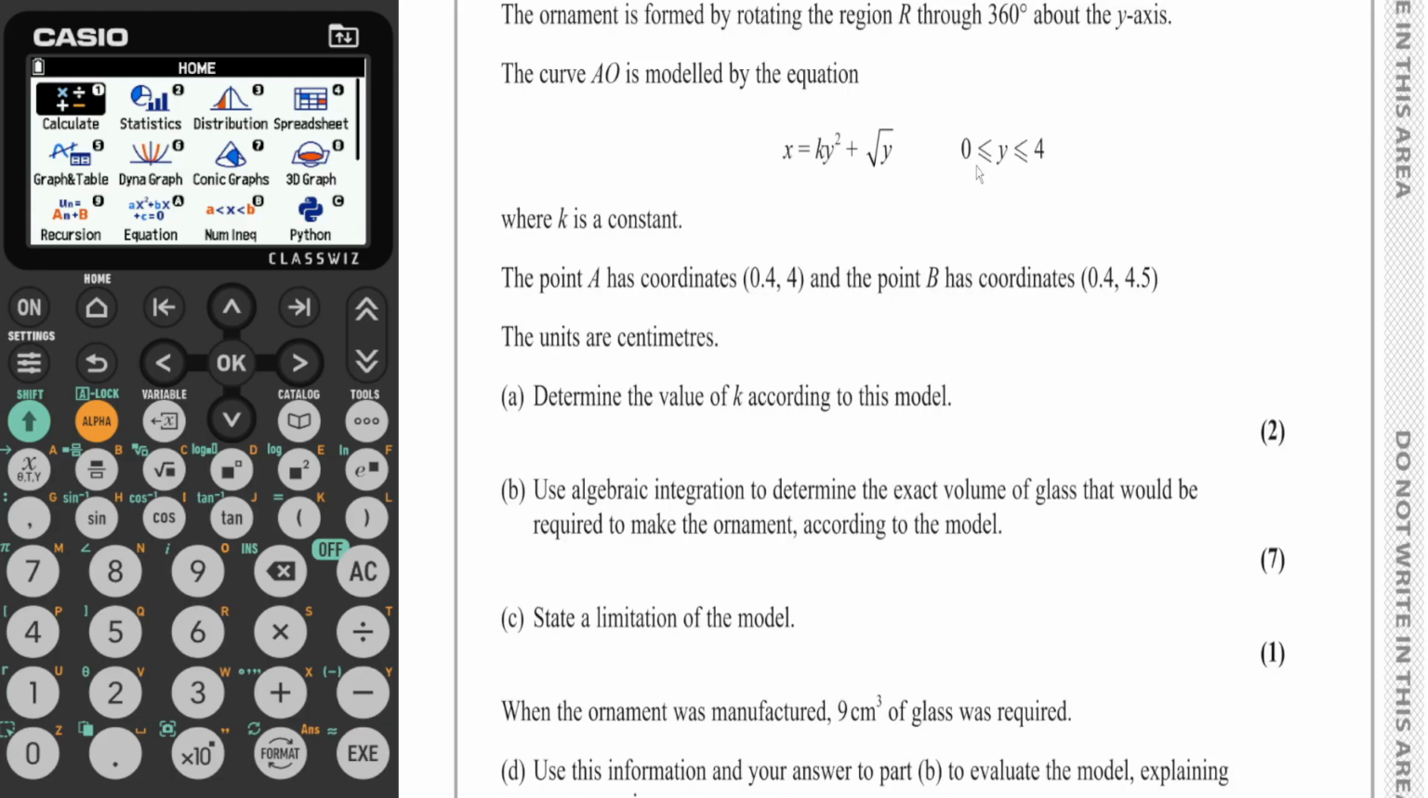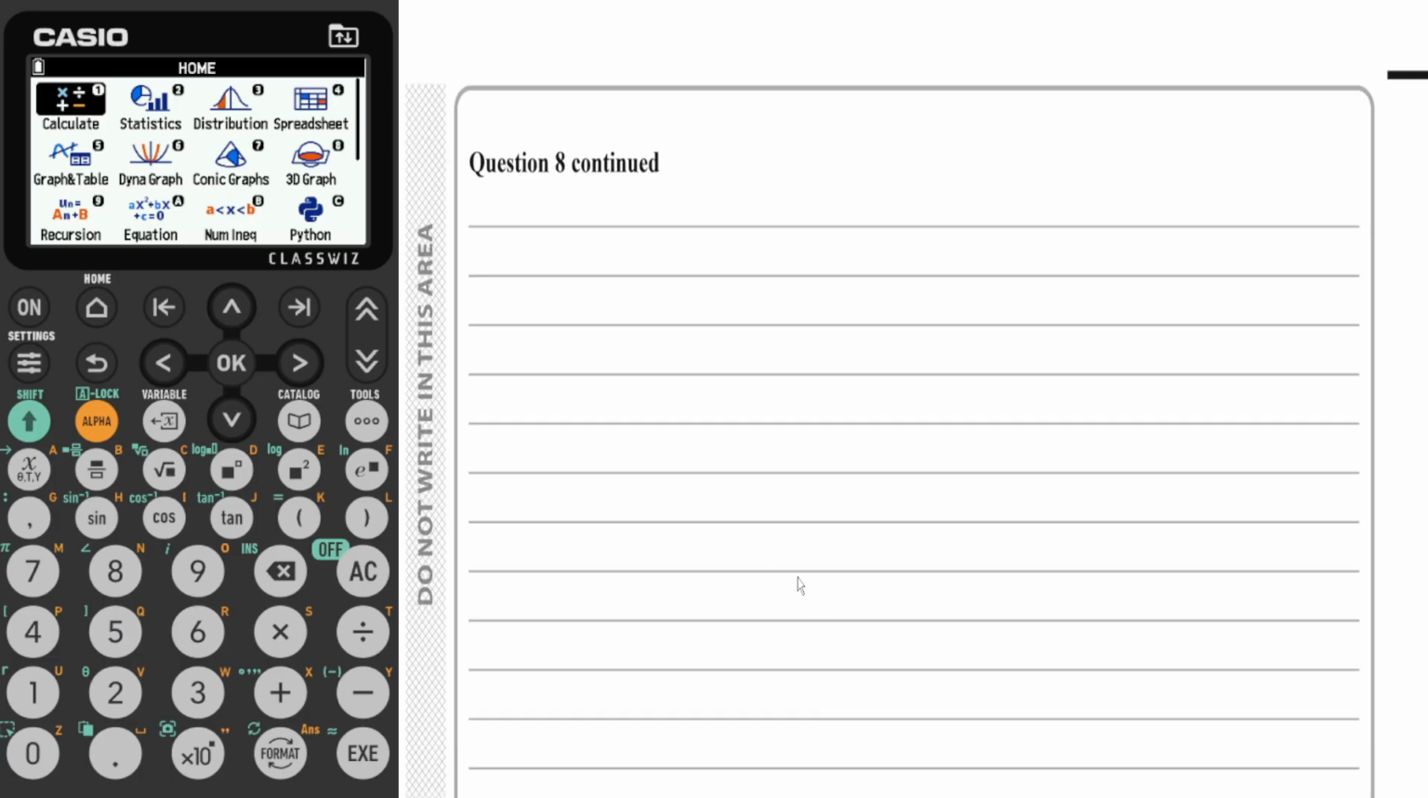All we have to do is substitute this point into this equation. So we've got 0.4 equals k times 4 squared plus square root 4. So if I solve for k, we end up with k equals negative 1/10, meaning x is equal to y to the half subtract y squared over 10.